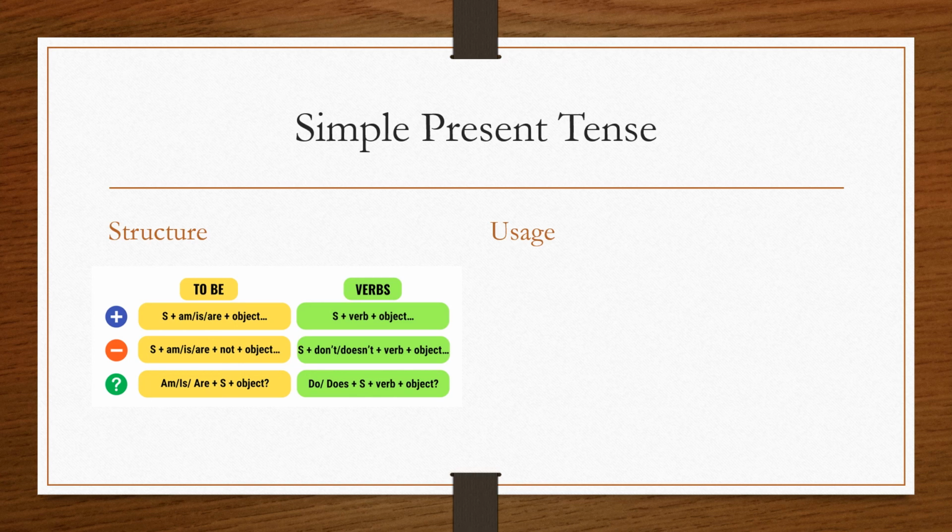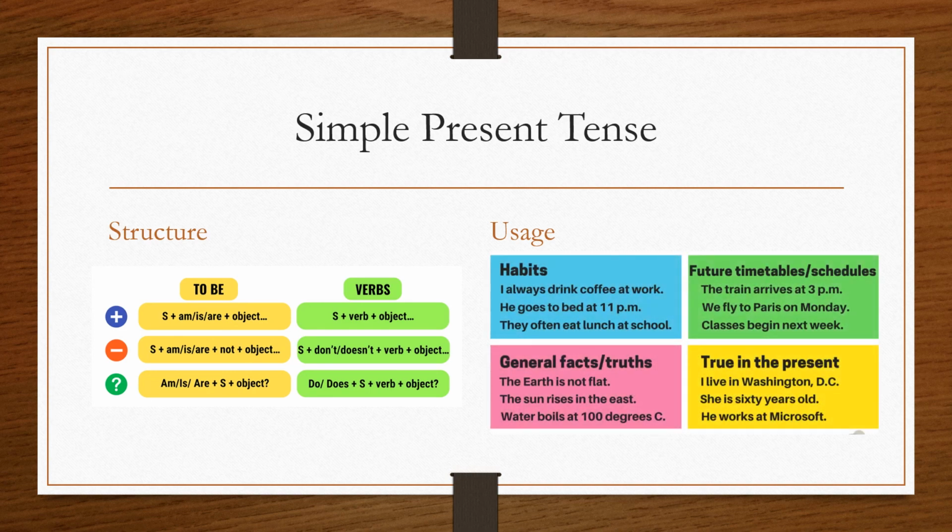In terms of other verbs, remember that with he, she, or it, we are going to add an s at the end of the verb. And also, if it is a verb different from be, we have to use don't or doesn't in the negative. Do and does are going to be the auxiliaries for asking questions, and the verb in negative and also in questions is going to be in base form. The most important thing is the usage.